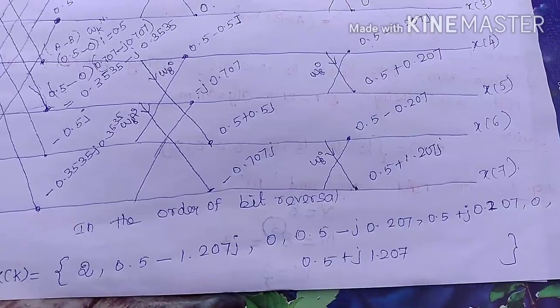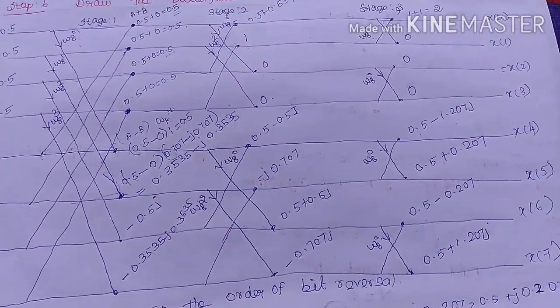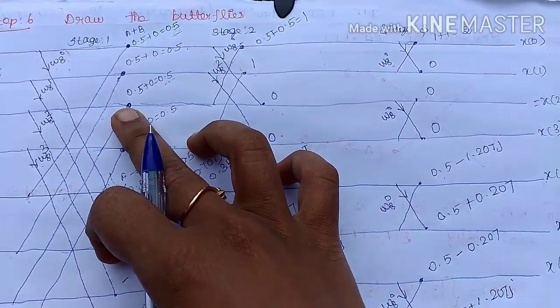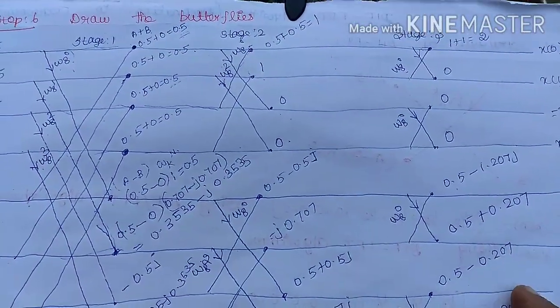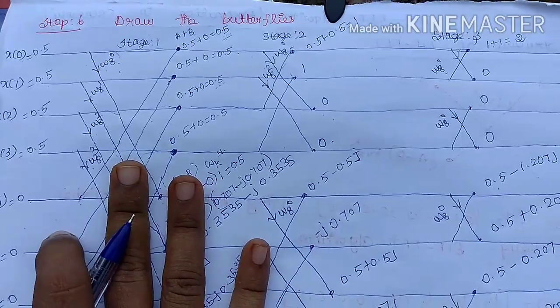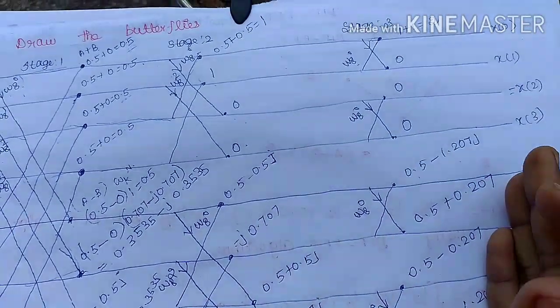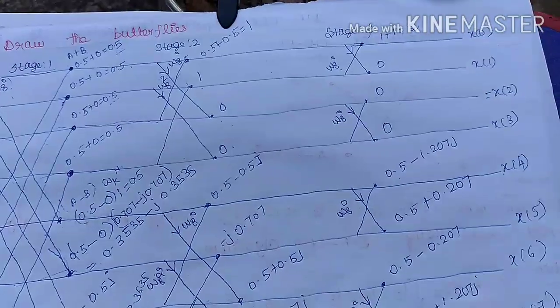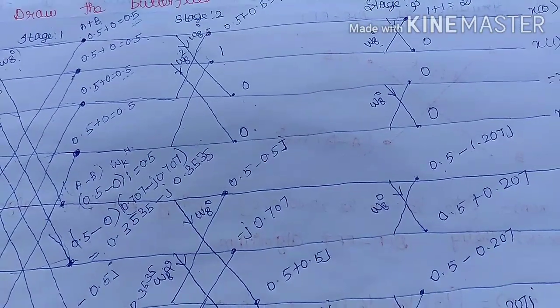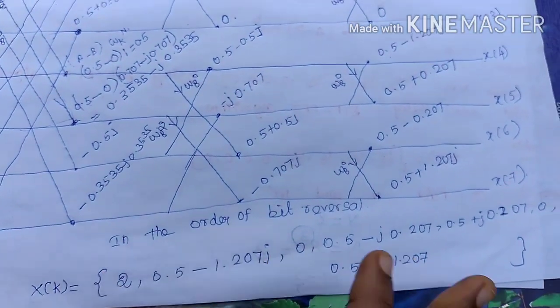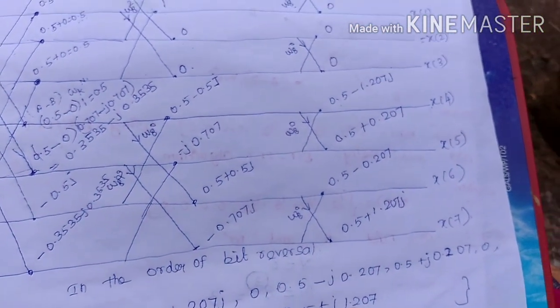One thing: for the DIT problem, the stage number 1 calculation is very easy compared to DIF. For DIF, the calculation of stage number 1 is difficult and complex. Then stage number 2 is easy and stage number 3 is very easy. Okay, so this is our final answer of DIF. Thank you so much.